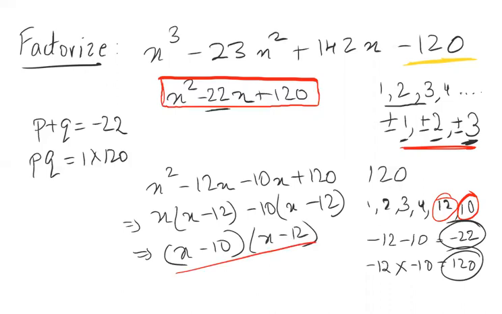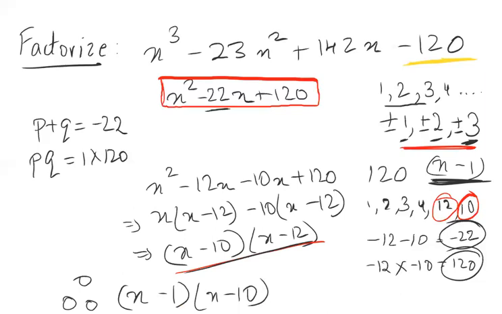Remember, you also had an x minus 1 over here when you started. So you just need to add it down. So the final answer will be x minus 1 and then these two, right? So you have 1, 2, and 3. If you have 3 brackets, then it's correct because the degree was 3. And this is your answer to the factorization of this cubic polynomial.